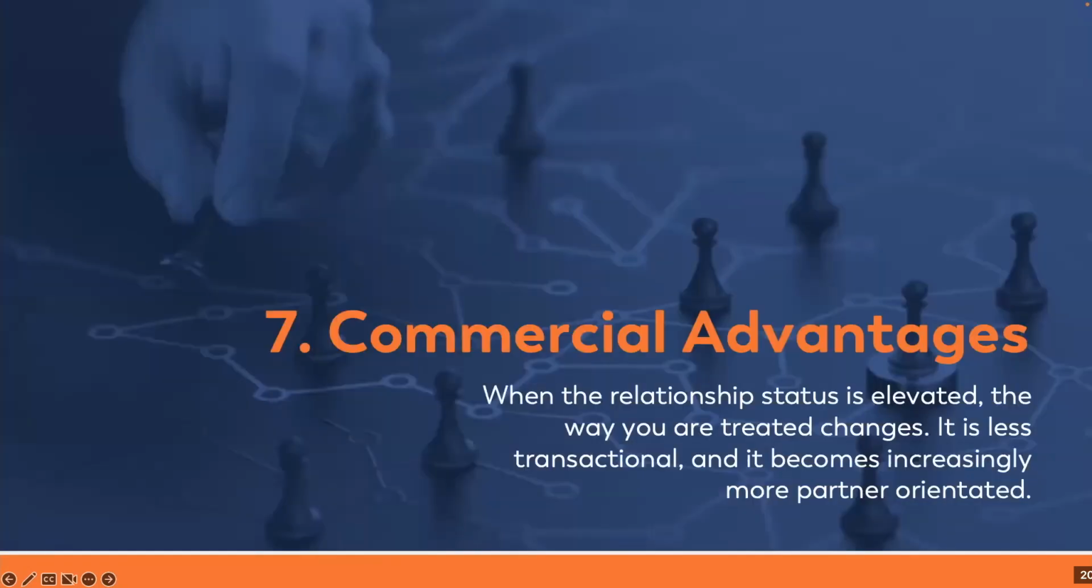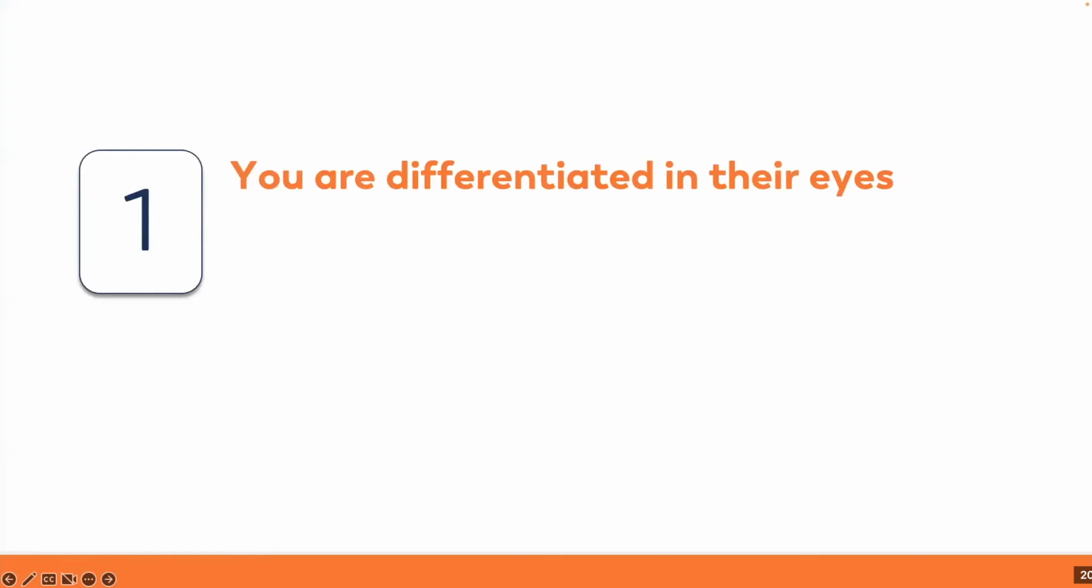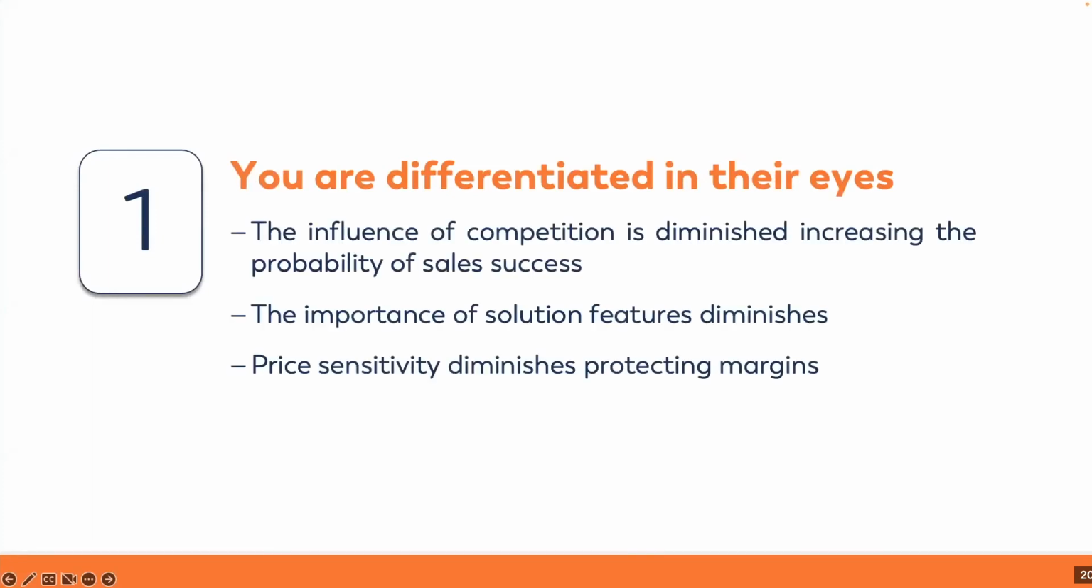Now, when we do this, there are some key commercial advantages to this. The way we are treated changes. It's more partnership orientated, but the commercial advantages, first of all, 3 of them: you are differentiated in their eyes. And what does that actually mean? Well, it means the influence of competition is diminished. And so this increases our probability of sales success. The importance of your solution features diminishes.